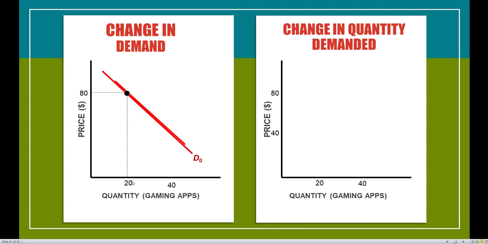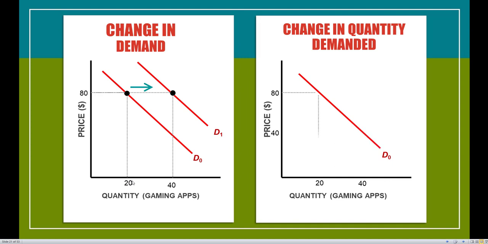It's going to increase the demand for these gaming apps, and you notice that we end up on an entirely new demand curve, D1 in this instance. So we shift our entire demand curve. At a price of $80, we end up on D1 now, and we notice that the quantity demanded is equal to 40 units of these gaming apps. So here, change in demand has nothing to do with changing the current price of the good.